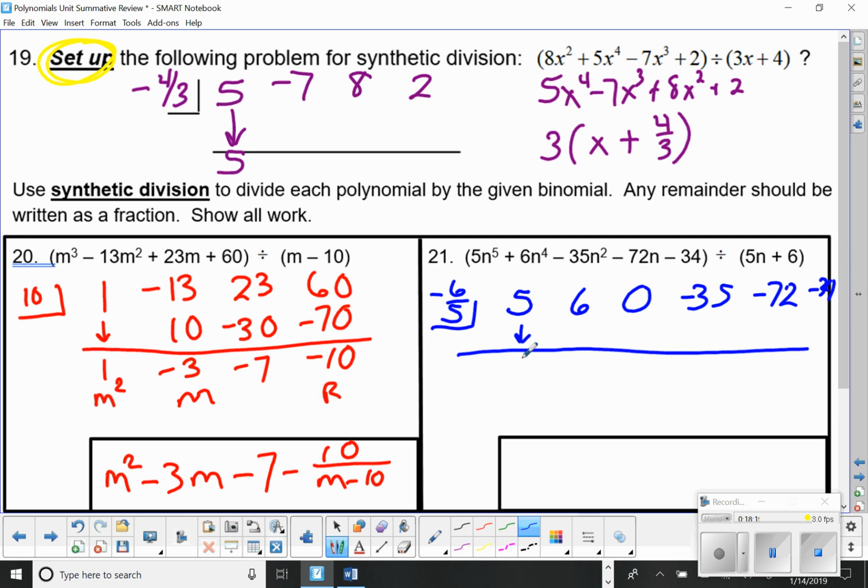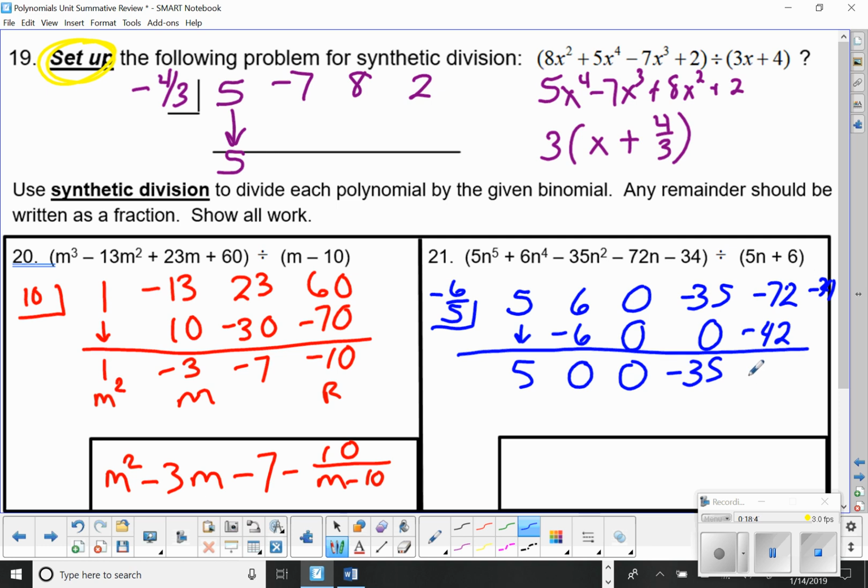We just bring down the 5. This becomes negative 6. Negative 6/5 times 5 is negative 6. This becomes 0. Anything times 0 is 0. This comes down as 0. Anything times 0 is 0. Now I have negative 35. The 5 cancels, and this winds up being negative 7 times negative 6 is negative 42.